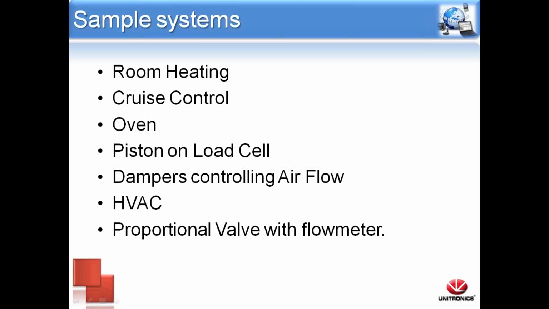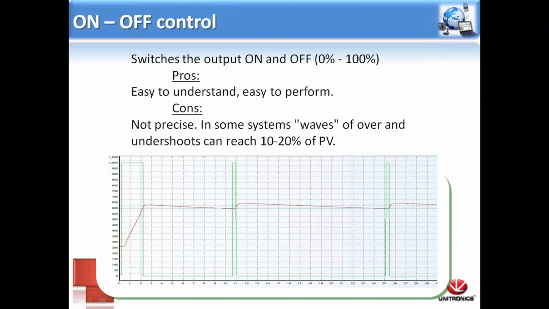All the systems have two things in common. They have some type of system feedback, and they also have some type of control. For example, the room heating. The feedback to the system would be the current temperature in the room. The control aspect would be the heater that is providing the heat to the room. For the rest of the presentation here, I'll be using this room heating example.